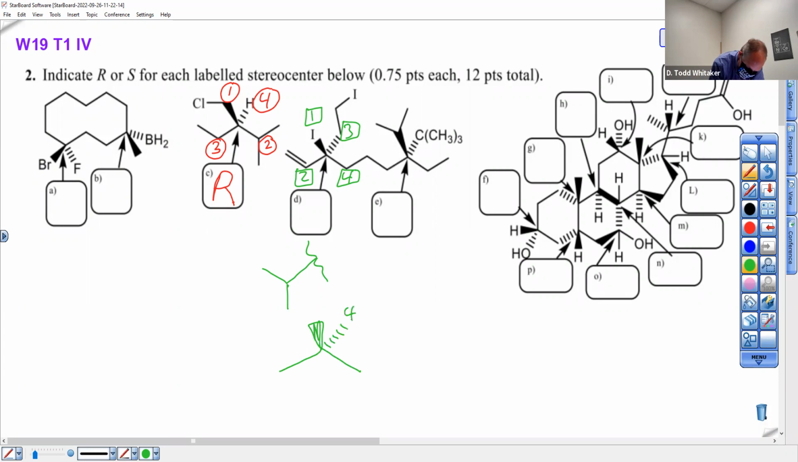The 4 switches with 3 in this example because the 3 was on the dash. And my 2 switches with my 1, or else I'll get the wrong answer. And that is clockwise, R. The original clock would have given S. And you only had a 50 percent chance at a guess anyway.